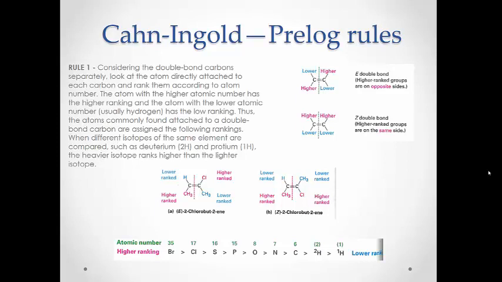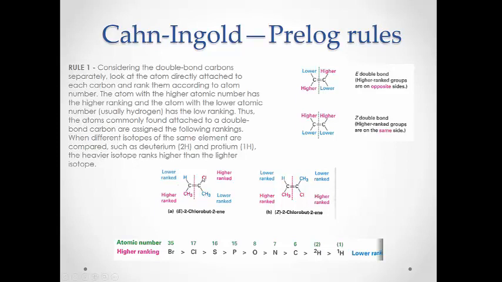The first part of the rule is looking at the compound, seeing what's above and what's below, and then you look at the atomic weight. The higher the atomic weight, the higher the priority. If we look here, we've got a hydrogen and a carbon. Carbon's 12 and hydrogen's 1, so carbon will have the higher priority.